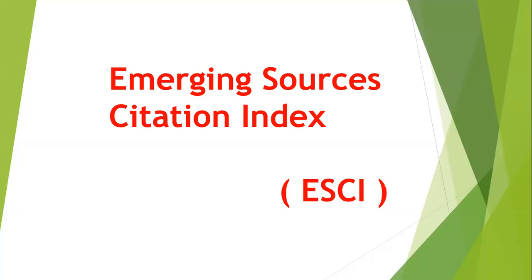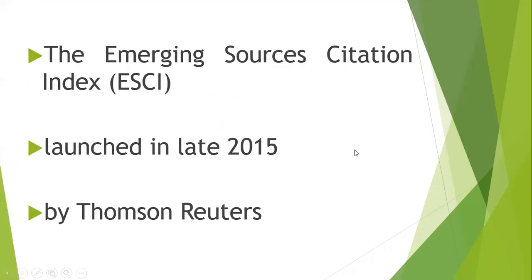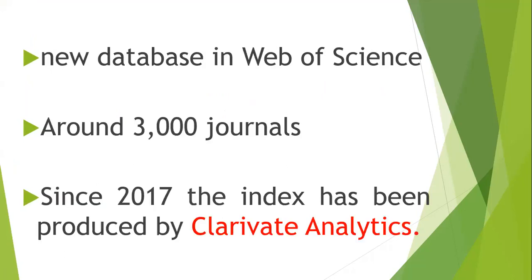So in this session, we are going to start with the understanding of ESCI. The ESCI is Emerging Sources Citation Index. It was launched in 2015 by Thomson Reuters. Now the Thomson Reuters data is in the database of Web of Science. Around 3,000 journals are there in Web of Science.